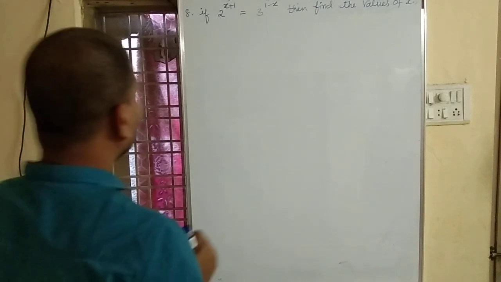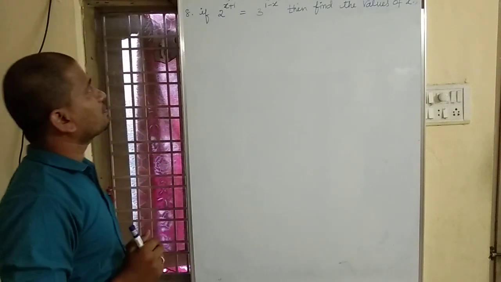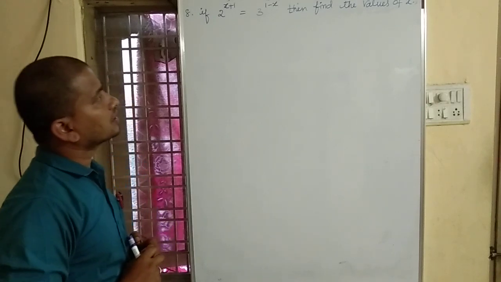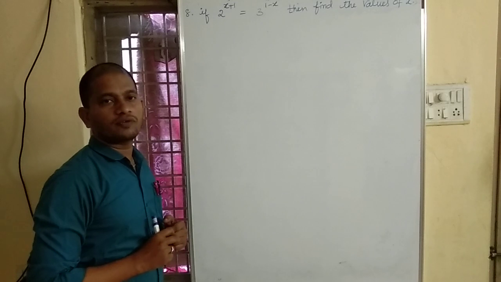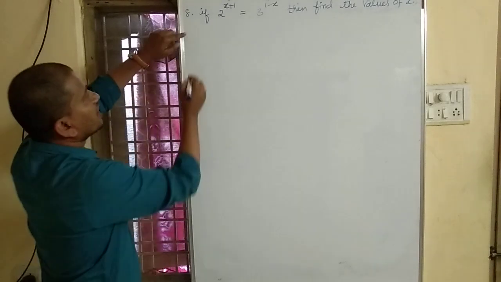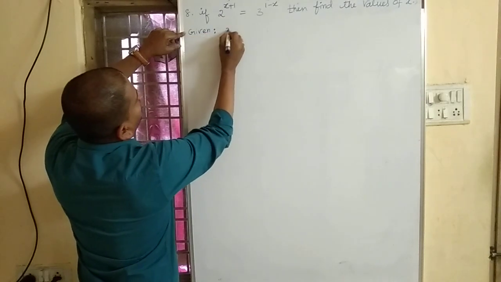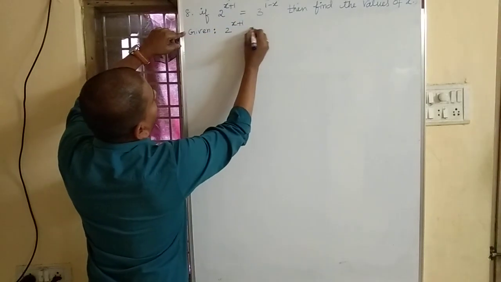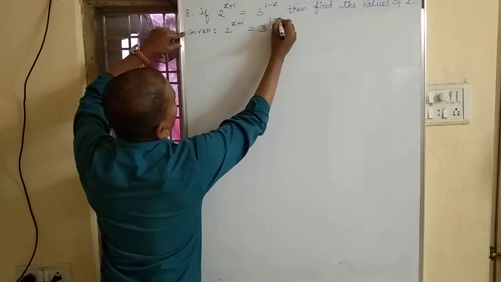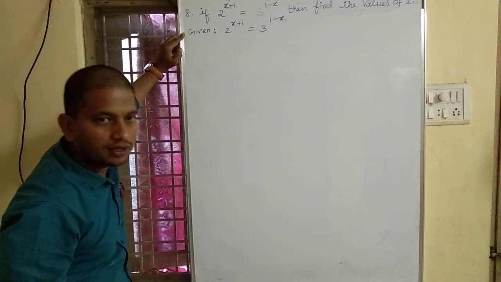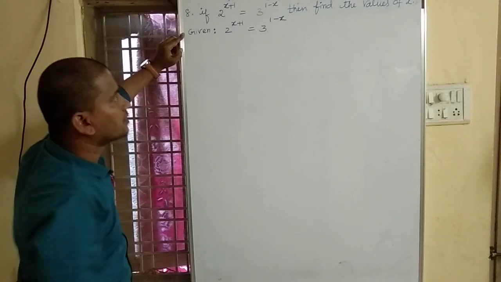Coming to the 8th question. If 2 power x plus 1 is equal to 3 power 1 minus x, then find the value of x. So the given is 2 to the power x plus 1 equal to 3 to the power 1 minus x. Apply log on both sides.